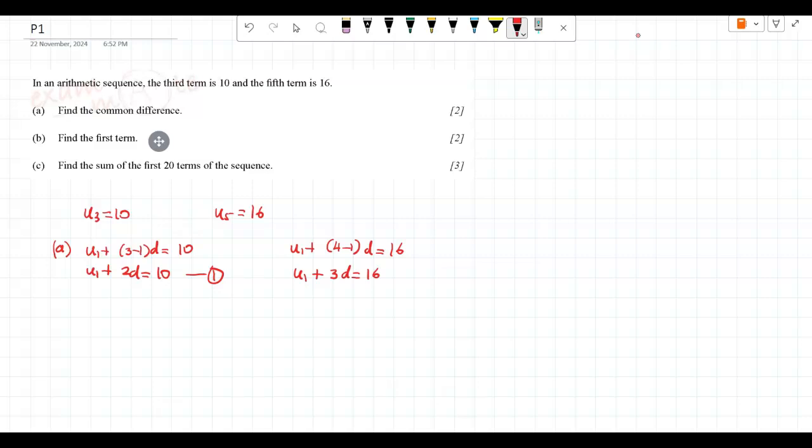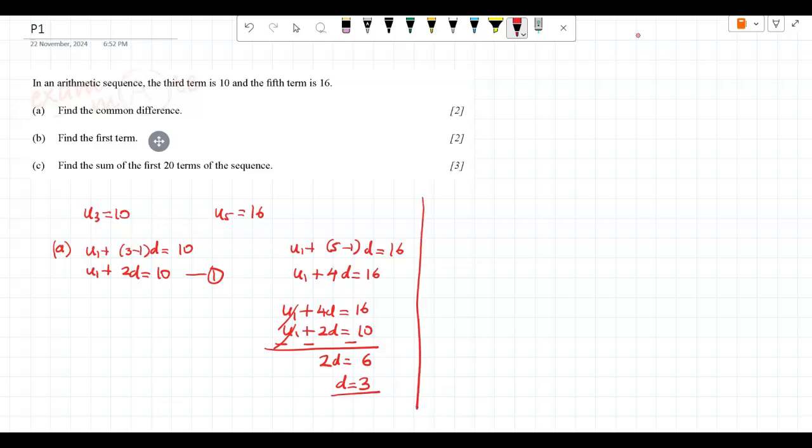Correct? Now what will you do? This is 5, sorry. So U1 plus 4D is equal to 16 and U1 plus 2D is equal to 10. You stack them, subtract: 2D is equal to 6, correct? So D is equal to how much? 3. Now you substitute this D in the first equation. U1 plus 2 into 3 is equal to 10. So U1 is 4.